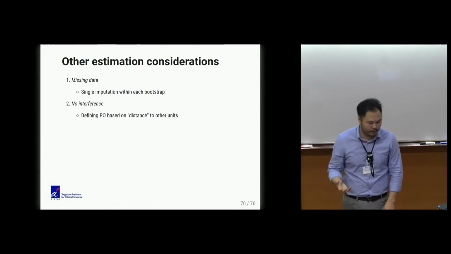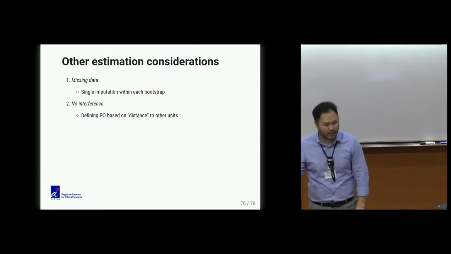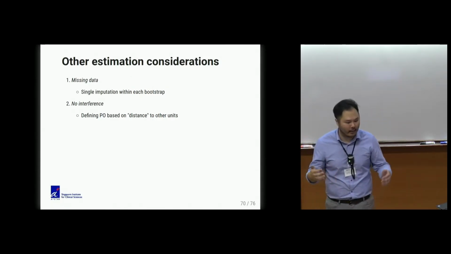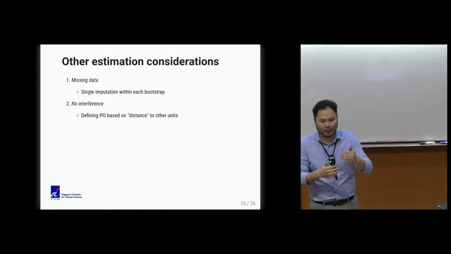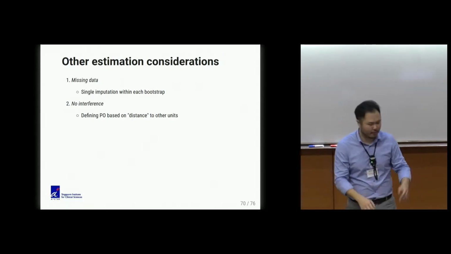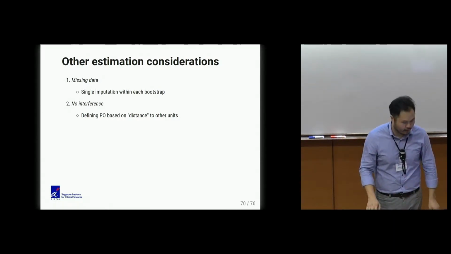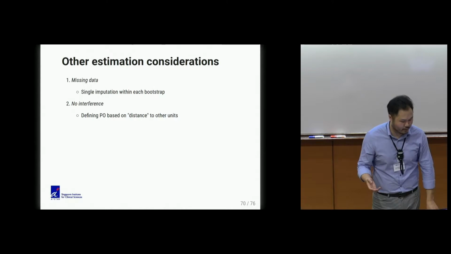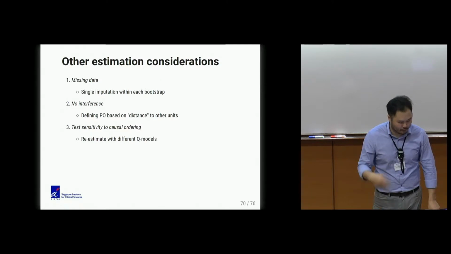No interference. So as I said, there are extensions to this where you can take into account the fact that distance to other treated units may have some sort of functional relationship to the distribution of potential outcomes. So that's one way of incorporating that. Other models that do this sort of by default are agent-based models, if you've heard of them, which build this sort of interference into it.